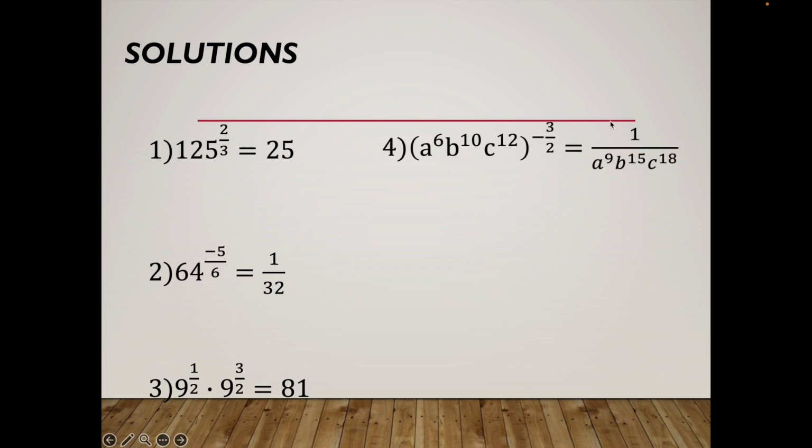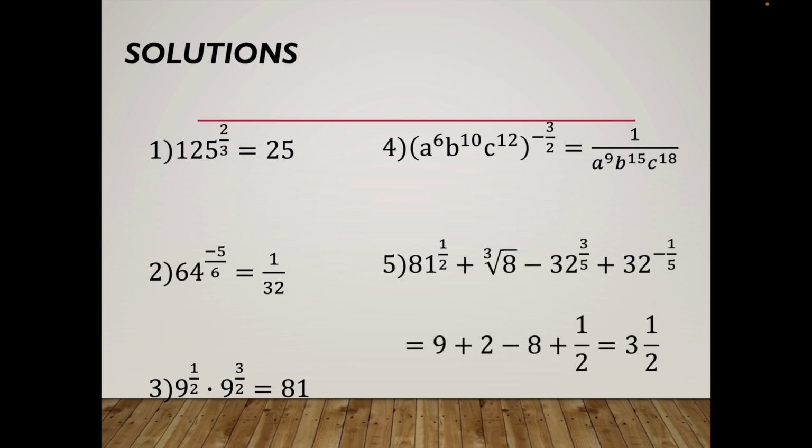In this case, I would do 1 over all of this stuff to the power of a positive 3 over 2. I would bring my 3 on the outside, and then I would divide everything on the inside by 2 before bringing my 3 back on the inside. So you get 1 over a to the 9, b to the 15, 6 to c to the 18.